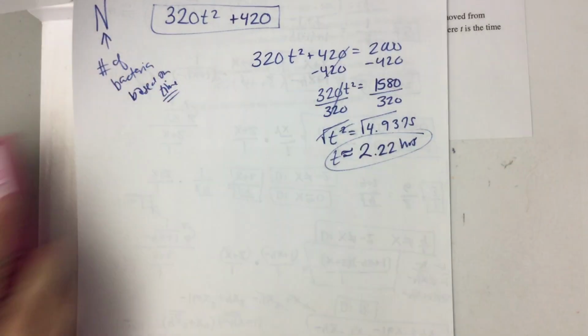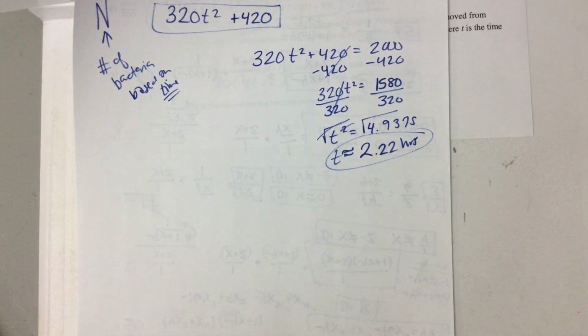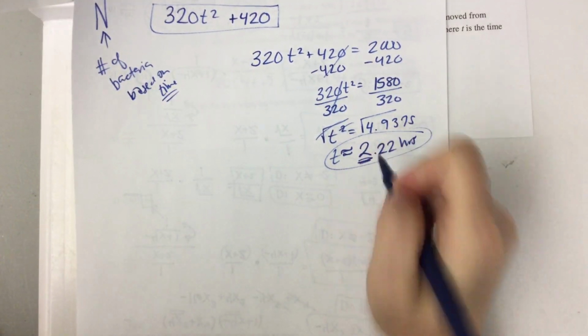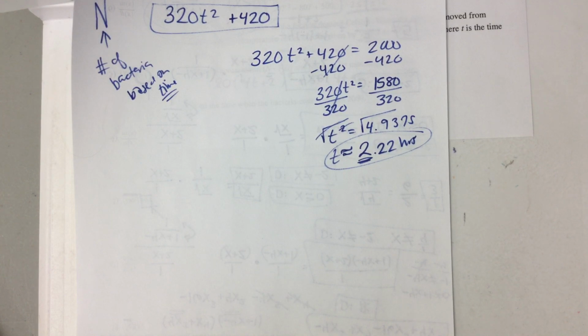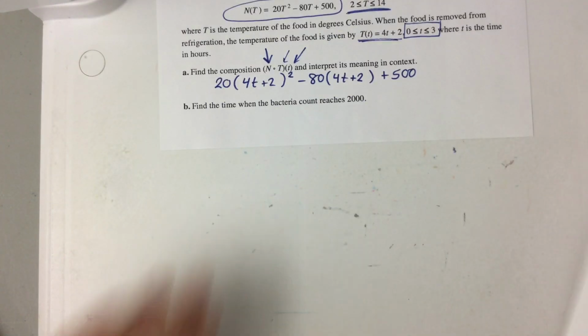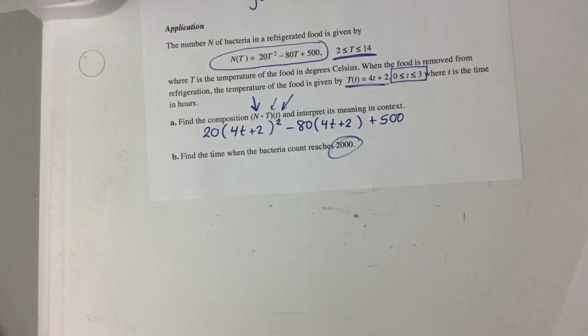So if you are at a potluck and you have a food that needs to be refrigerated, you can really only leave it out safely for about 2 hours. Otherwise, that bacteria count reaches 2,000 and you probably shouldn't eat it.